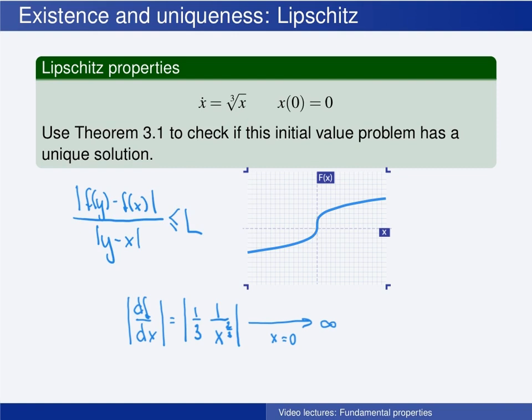Consequently, theorem 3.1 does not guarantee that there exists a unique solution of this initial value problem. This initial value problem is actually possible to solve analytically, and doing so we can prove that there exists a solution, but it is not unique. Actually, both x of t equals 2/3 times t raised to 3/2 is one solution of the system, and x of t being identically 0 is another solution of the initial value problem.